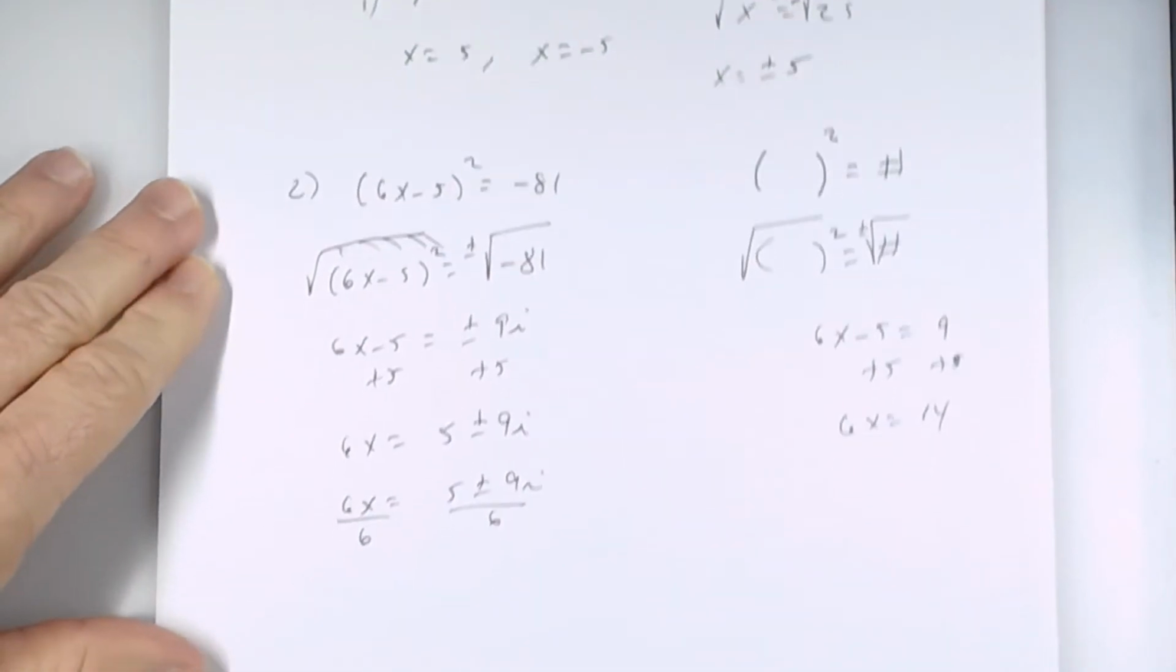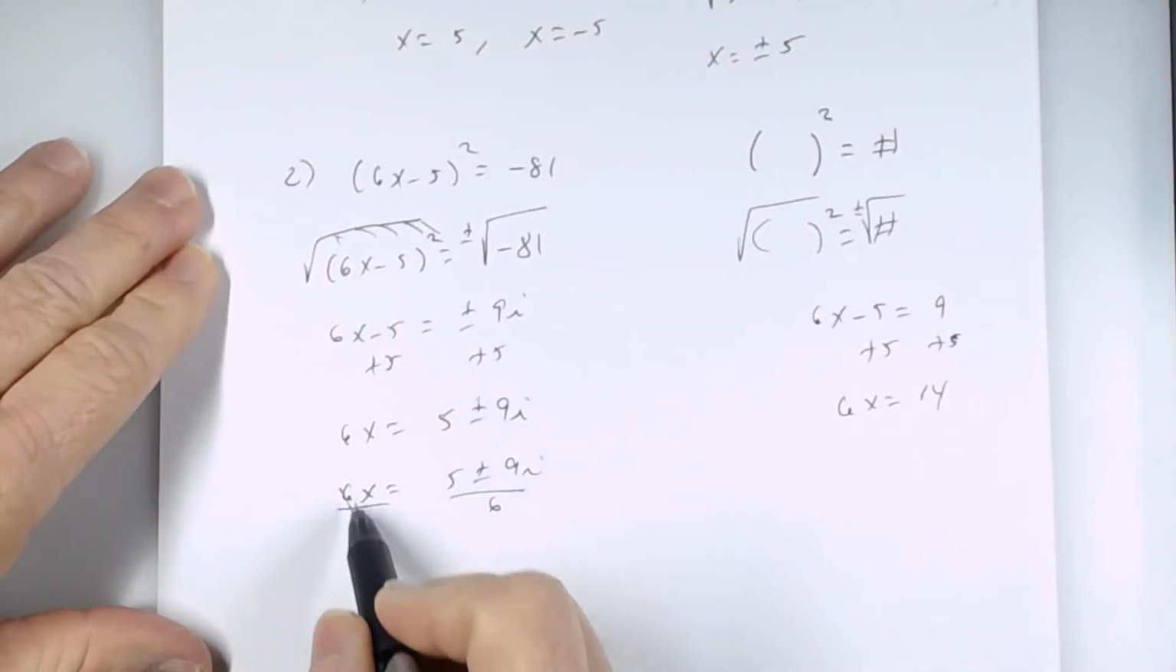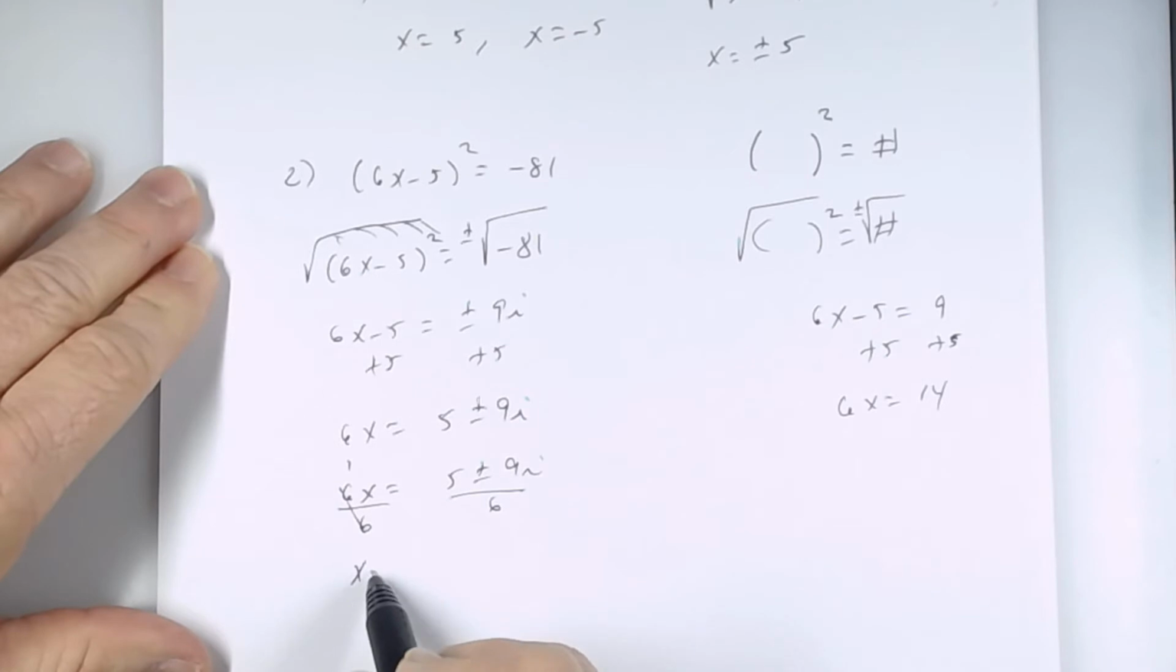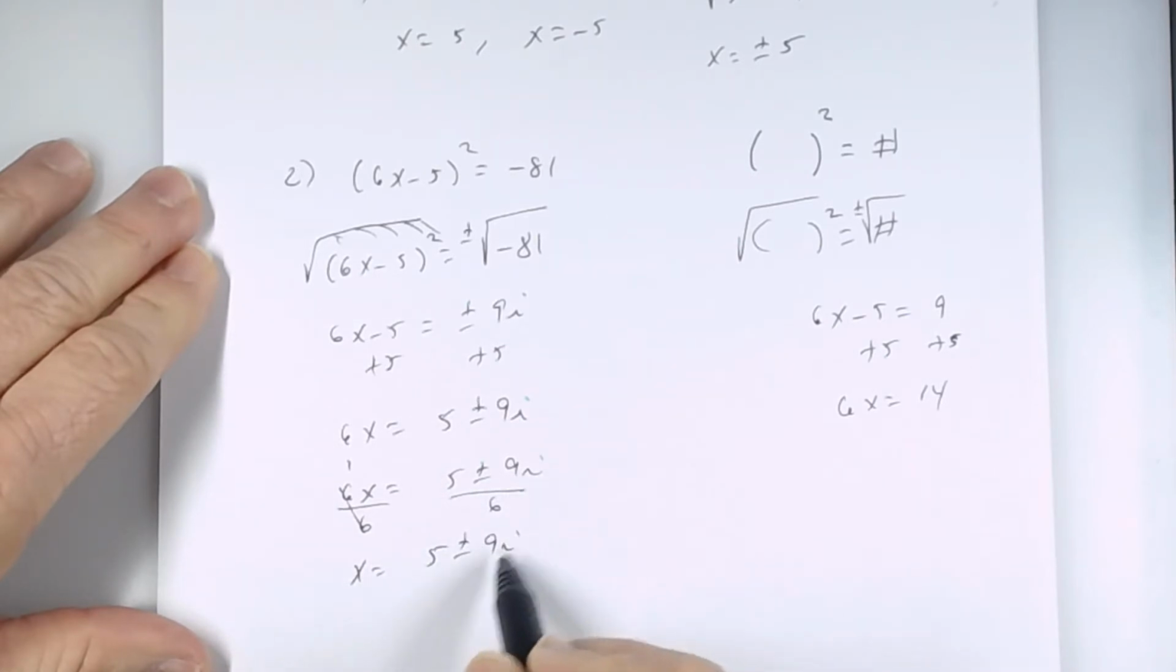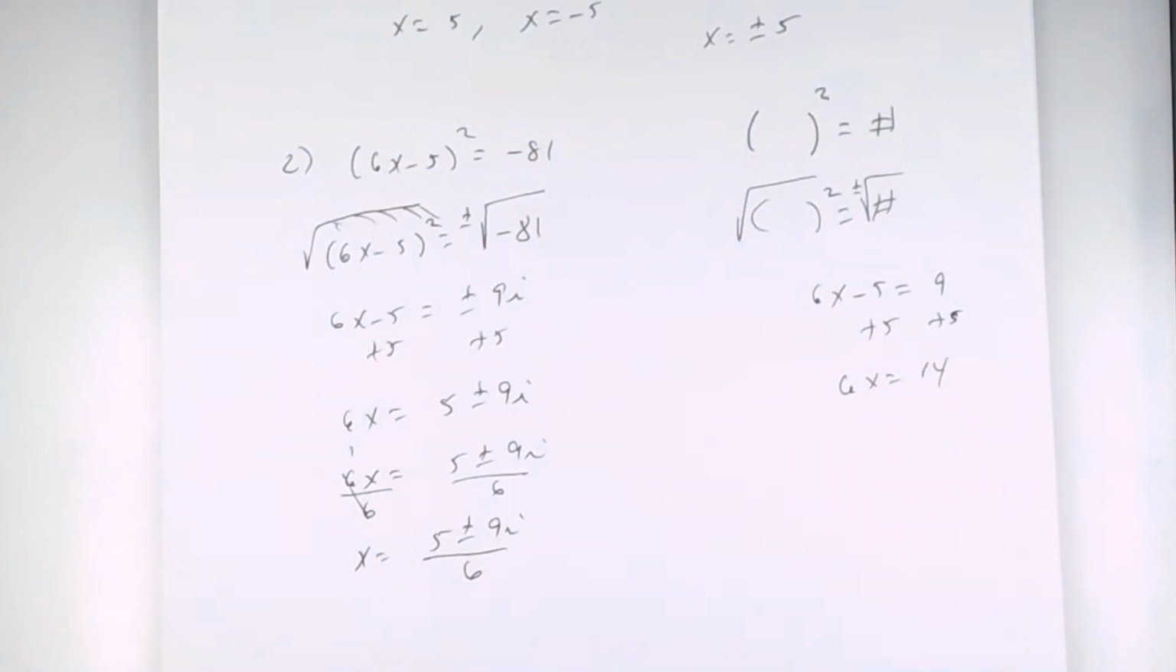Divide by 6. And so 6 divided by 6 is 1. 1 times x is x. And you can leave your answer like this: 5 plus or minus 9i divided by 6. Now 5, 9, and 6, remember, like we did with the quadratic formula, if I look at those three numbers, 5, 9, and 6, the GCF is 1.